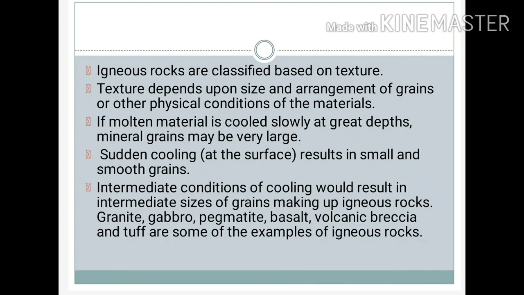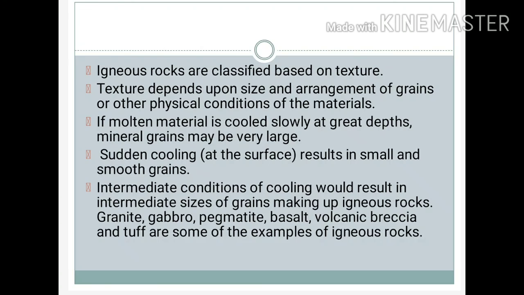Igneous rocks are classified based on texture. Texture basically depends upon size and arrangement of grains or other physical conditions of the materials. If molten material or magma is cooled slowly at greater depths, mineral grains may be very large. And if sudden cooling occurs at the surface, it results in small and smooth grains. Intermediate conditions of cooling would result in intermediate sizes of grains making up igneous rocks.